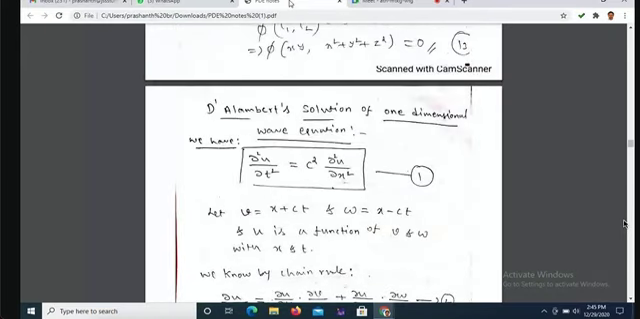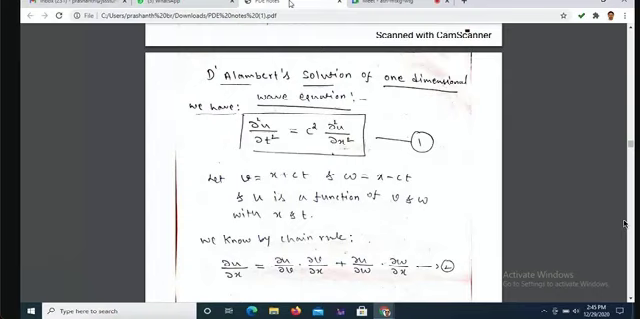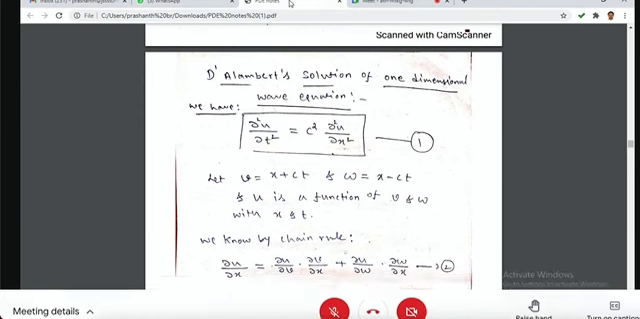Okay, let's start. D'Alembert solution of the one-dimensional wave equation. So what is the solution? D'Alembert solution for the one-dimensional wave equation. You already studied this one-dimensional wave equation in the partial differential equations method in the last semester. Now we are going to solve it through D'Alembert's solution. So how is it?